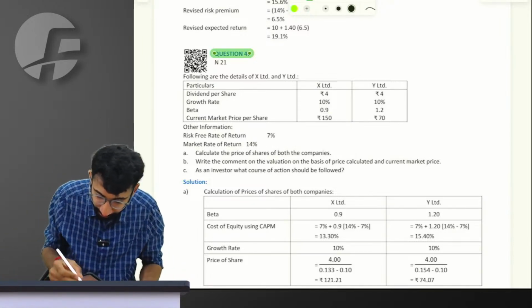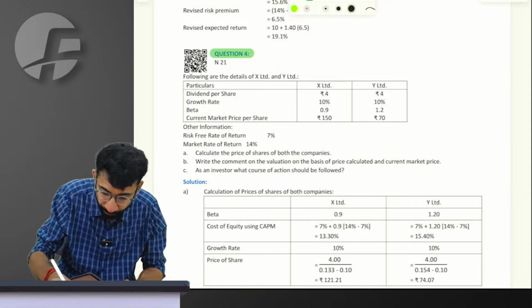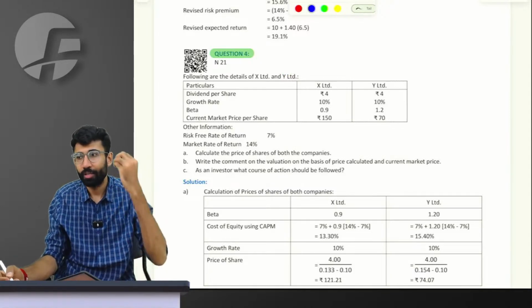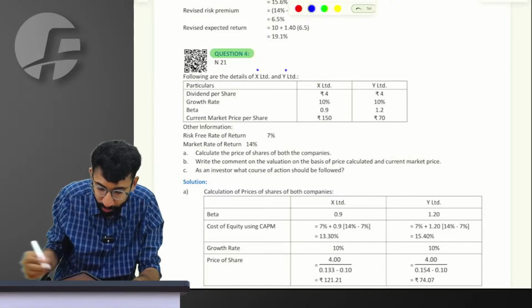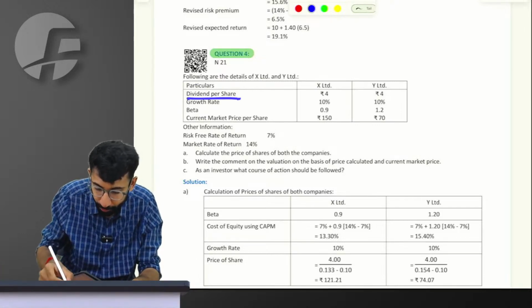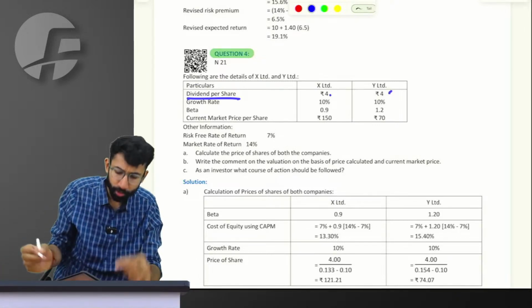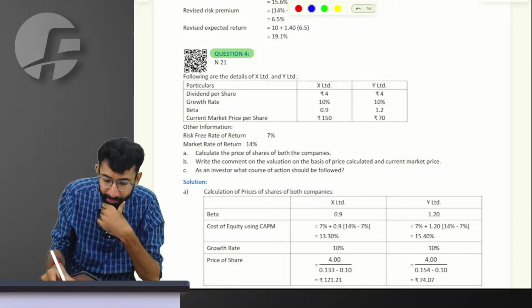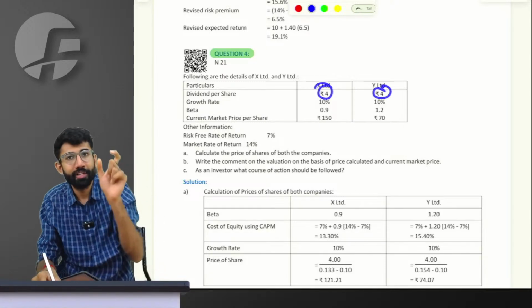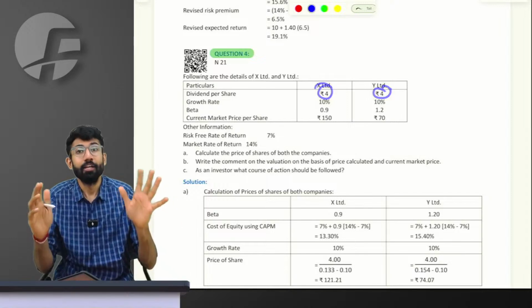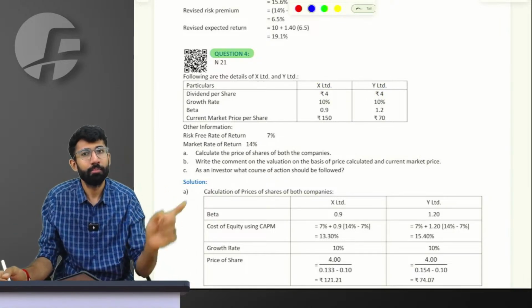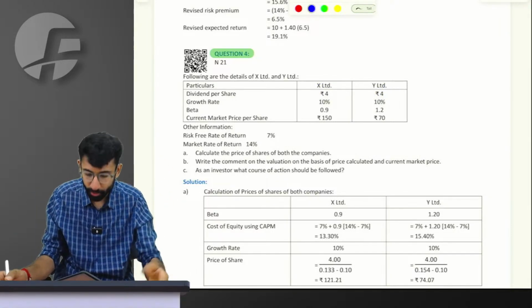All right. So following are the details of X Limited and Y Limited. In fact, I must say this question can be solved by you yourself only. But let us try it once. What is the dividend per share? 4 and 4. Sir, what should this dividend be considered? In the absence of any information, we should always consider the dividend to be D1. And this is not every time the institute would do it, but most of the time it would do so. So let us check.